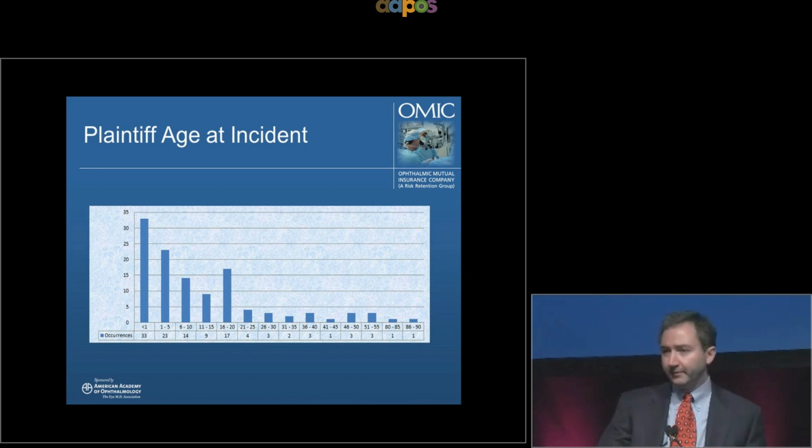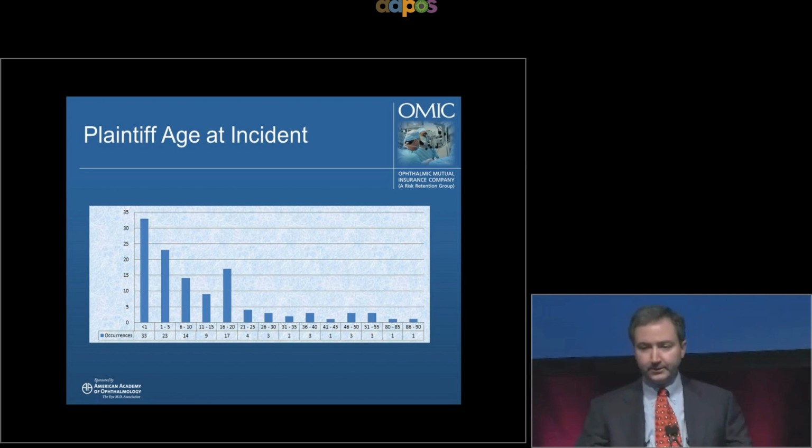And here was the plaintiff age at the time of the incident. Most of the plaintiffs are less than a year of age. You see the bulk, of course, it's our specialty, are in the pediatric age years. All of those, by definition, that are older than 21 are adult strabismus cases.